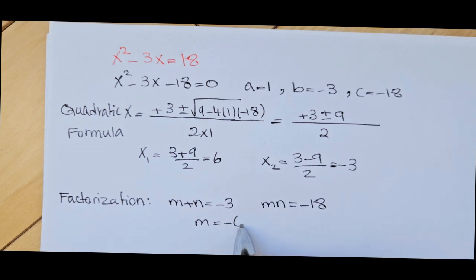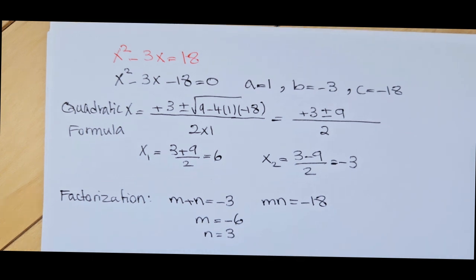I know by experience it would be negative 6 and 3. And the same applies to you guys. If you want to find it really quick, you have to do lots of practice. So let's try it. These two added together give negative 3, multiplied give negative 18, right?